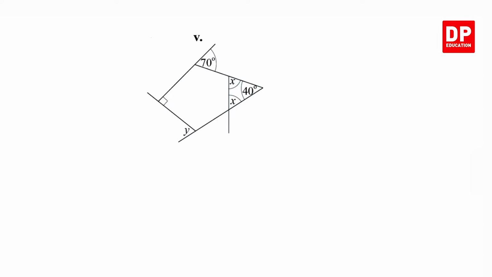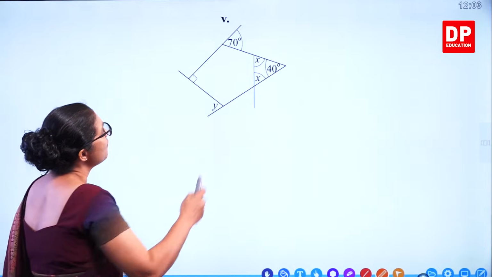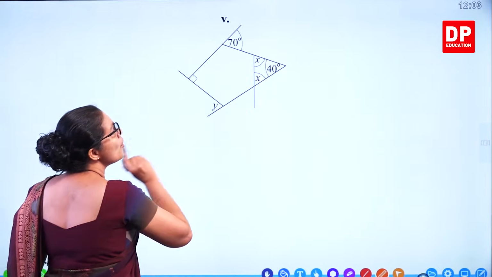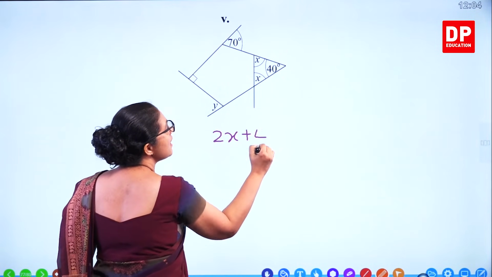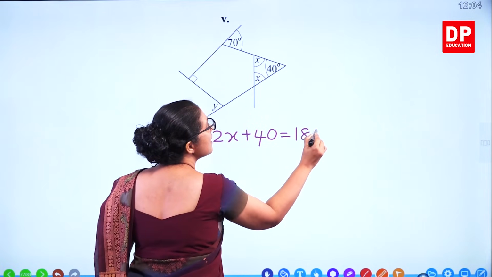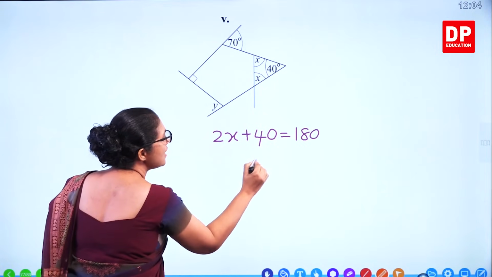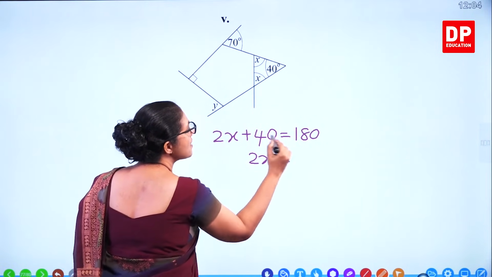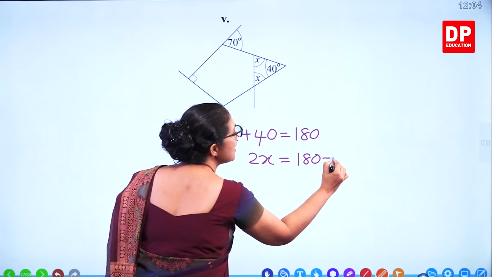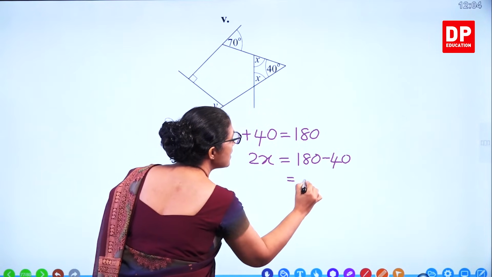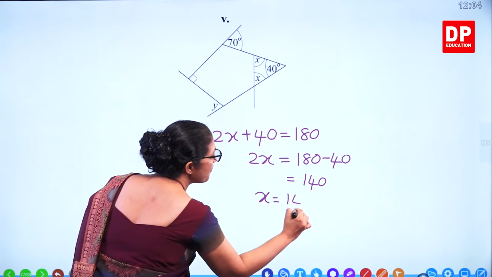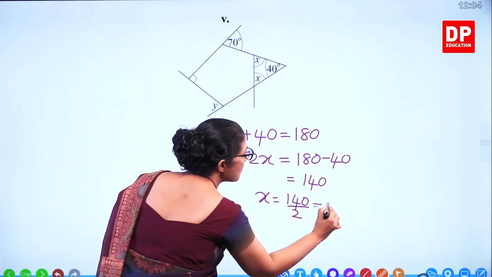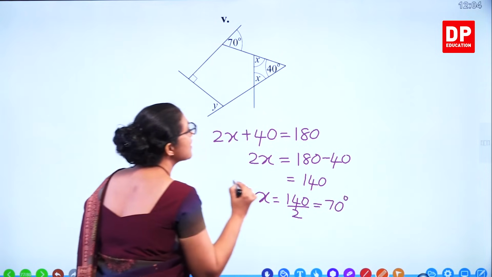Look at this one. Find x and y. Here we can use this triangle. So in this triangle, we can say 2x plus 40 equals 180. So subtract 40. So you get 2x equals 180 minus 40. That's 140. Divide by 2. You get 70 degrees. So that's x.